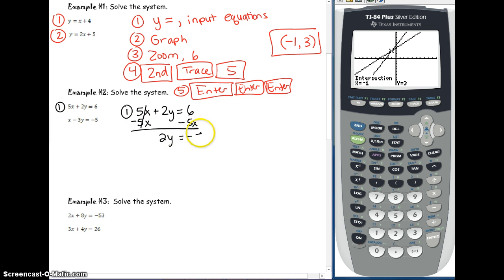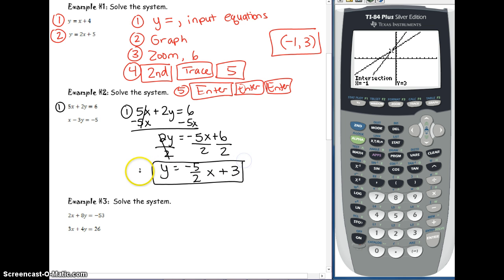2y equals -5x plus 6, and divide by 2 on all terms. Y equals -5 over 2 x plus 6 divided by 2 is 3. So here's our first equation that we simplified, and we're going to put that into the calculator. Please don't be afraid of the fraction. We can handle it. We definitely can handle it.